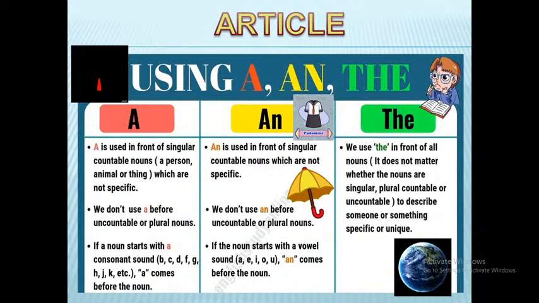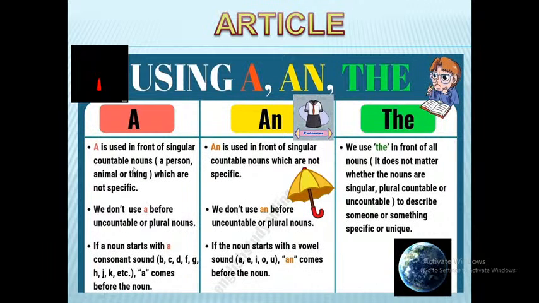If a singular countable noun starts with a vowel sound, it is egg, E-double-G, then only you can use an before that. In the last class we discussed uniform and umbrella. So this quick recap is over, and now let's discuss the usage of the.